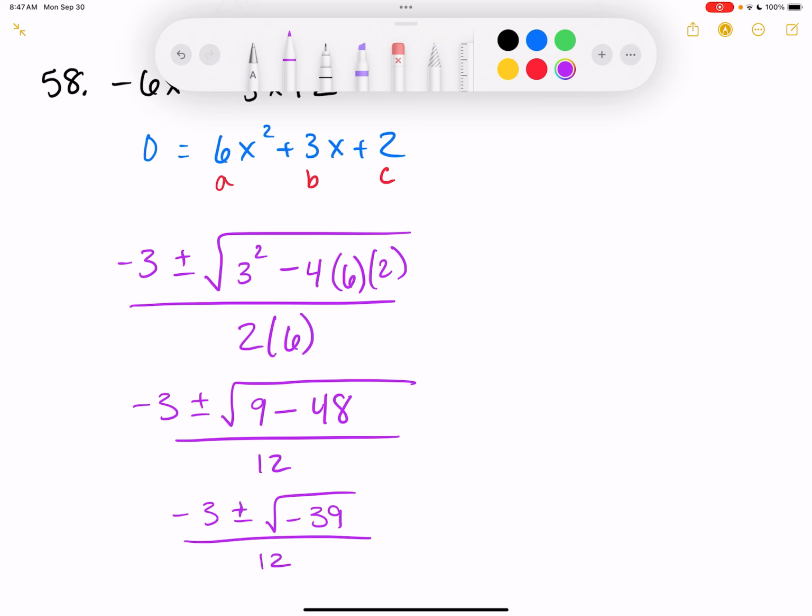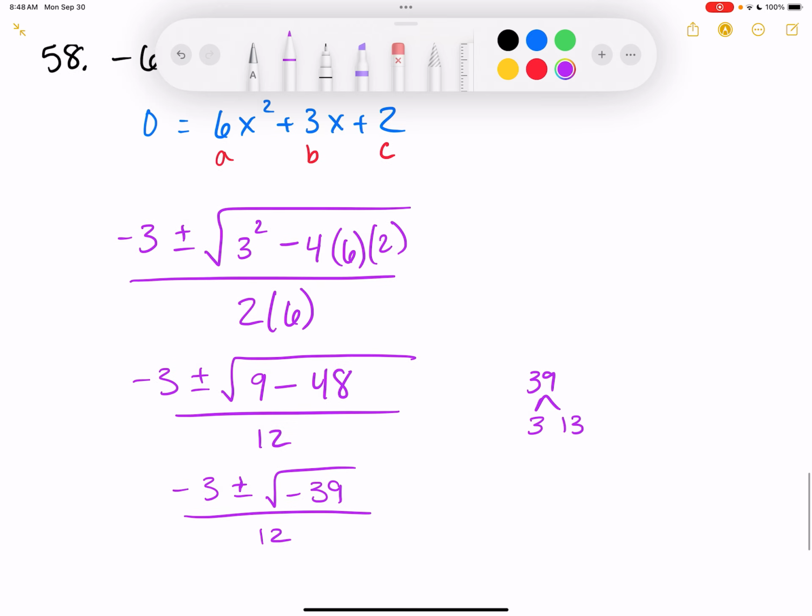This may or may not be a trick question. Yes, it can be broken down, but the ultimate question is, can I take anything out? What does 39 break into? 3 and 13. So 13 doesn't break down any farther. We obviously know 3 doesn't break down any farther. So it's going to stay as the square root of 39, but I've got to take that i out. So I'm going to have negative 3 plus or minus the square root of 39 with the i on it over 12.